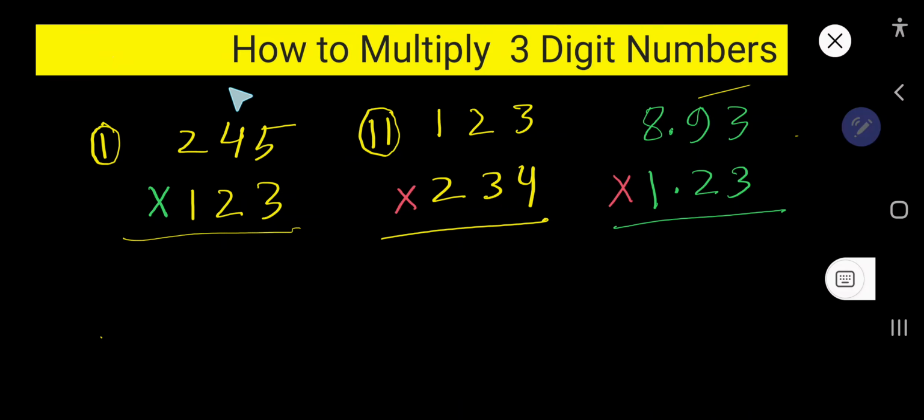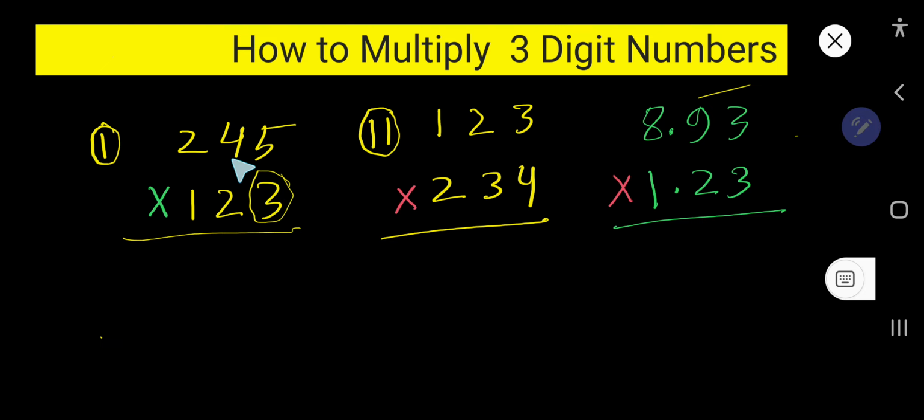From this video, you will learn how to multiply 3-digit numbers. From this example, you will learn how to multiply a 3-digit number by a 3-digit number. From this example, you will learn how to multiply a 3-digit number with a decimal by another 3-digit number with a decimal. So let's start with this problem.